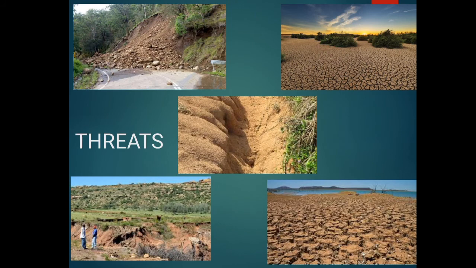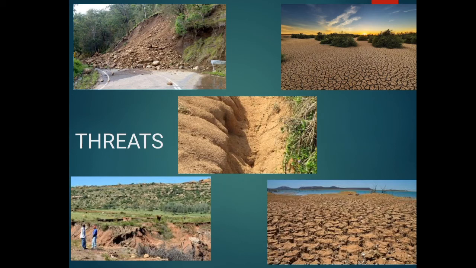Now look at these pictures, and you will get more idea about land degradation, soil erosion, landslide and desertification. Look at the first picture. That picture is about a landslide. Look there, that land has slid and fallen on the road. So this is a landslide. Next, the second picture: the soil quality has been affected. This is an example of land degradation.